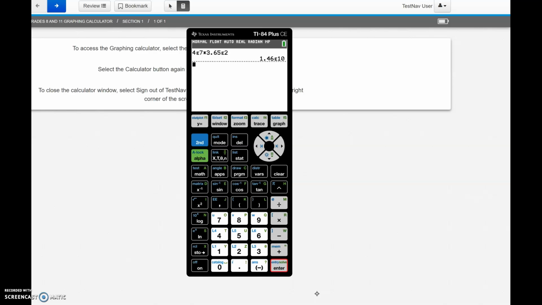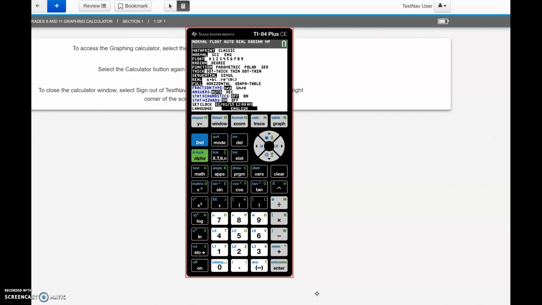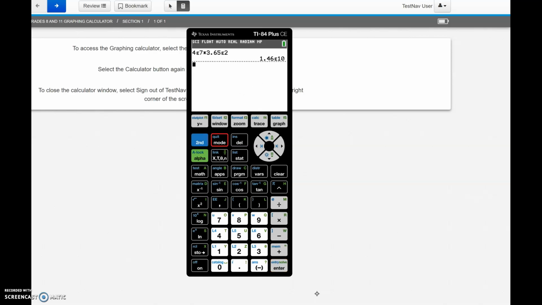Okay, so sometimes in here, if you look in here, the mode, those white words that say mode right next to that second button, this is in normal. We want to make sure that this is in scientific notation over here. So you might have to go over and hit enter so that we get into scientific notation. And then to get out of this and back to using the calculator, we hit second quit, and then it'll go back to this mode right here. We want to get answers in scientific notation.